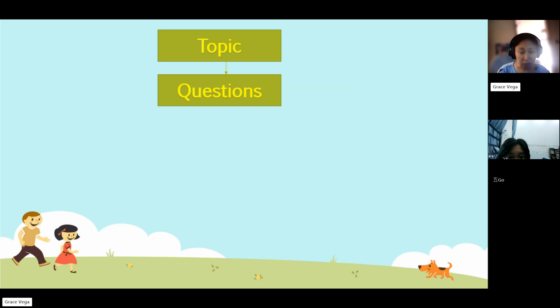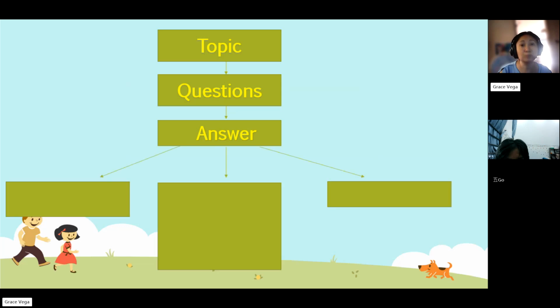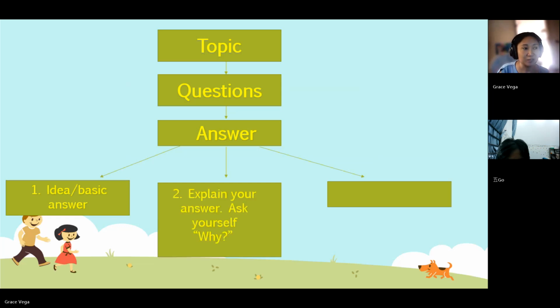So what we will do is we will have a topic, and under the topic we will have different questions, and we will answer those questions, but your answer should have three parts, okay? The first one would be the idea or the basic answer. The second one would be your explanation. So you will explain your answer. When you do this, you just have to keep asking yourself, why? Why? So why did I answer that? So that's how you answer number two. And number three, you have to give an example. Okay?